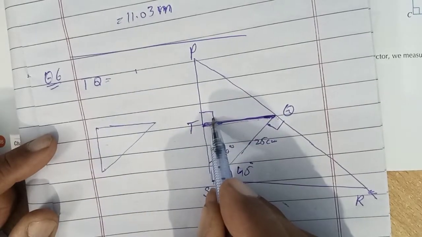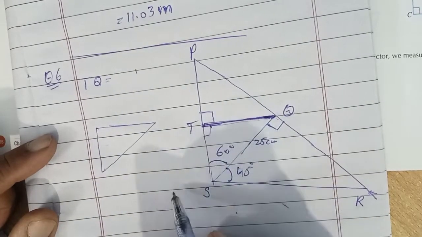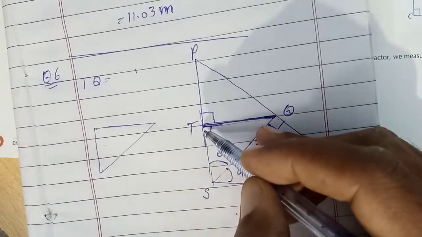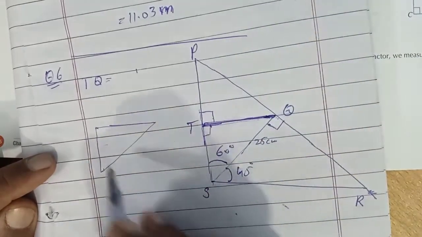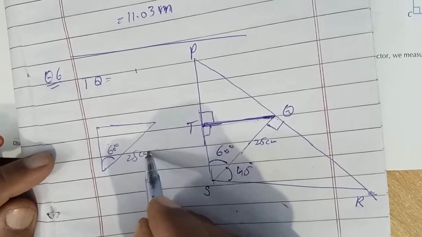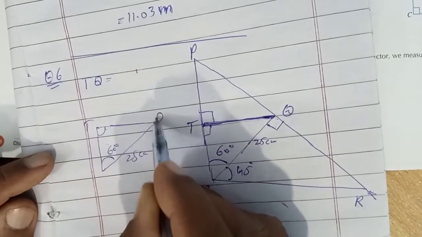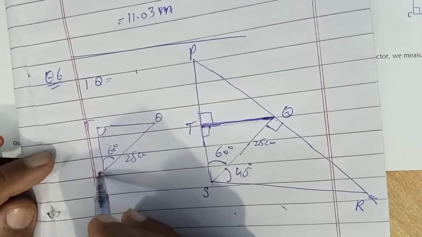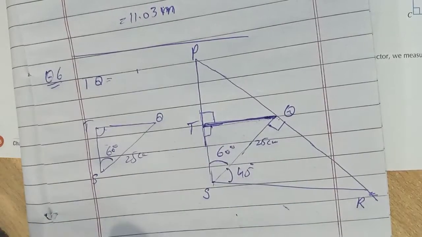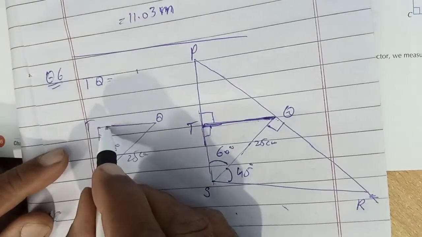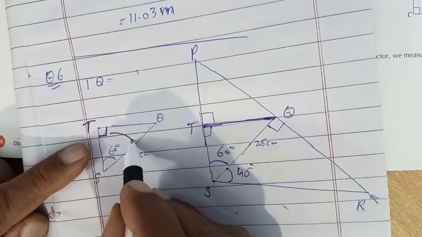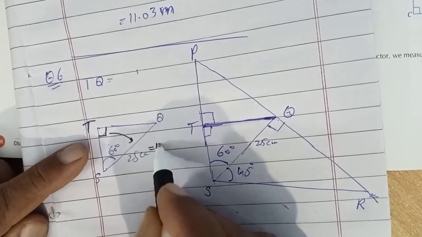if this is 90 degree, this angle will also be 90 degree, because adjacent angles on a straight line are supplementary. So this angle is 60 degree and this side is 25 centimeter. We have to determine TQ. So first you have to show which side is hypotenuse. If you look, this is the right angle, so this is the hypotenuse.